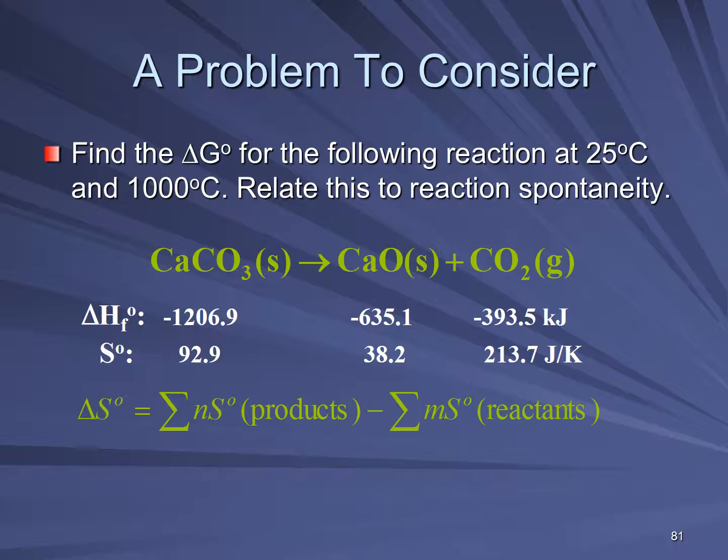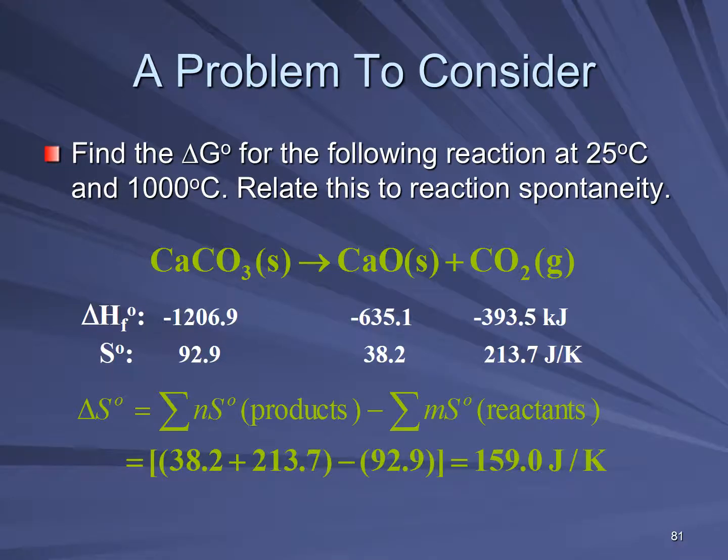So now if we do the same thing for delta S, we take products minus reactants, and all the coefficients are 1 in this case, so it's 38.2 plus 213.7 minus 92.9, and we end up with 159.0 joules per Kelvin. Don't forget that S is in joules and delta H is in kilojoules. Notice that delta S is positive, so this is becoming more disordered because it's a decomposition. However, delta H was also positive, which means this is an endothermic reaction.